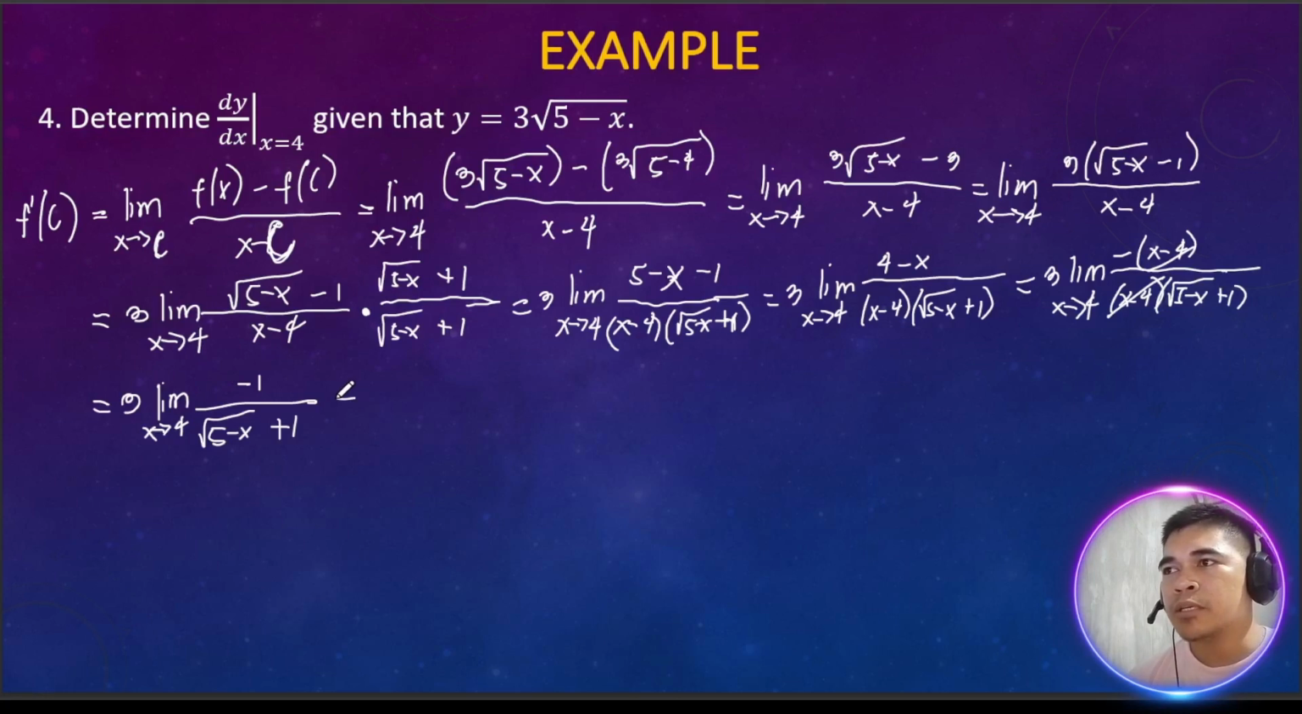Okay, next, this equals 3 times the limit. We have negative 1 over square root of 5 minus 4, plus 1, which equals 3 times negative 1 over... 5 minus 4 is 1. Square root of 1 is 1. 1 plus 1 is 2. So we got negative 3 over 2.